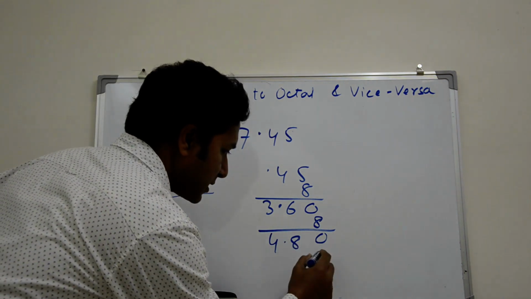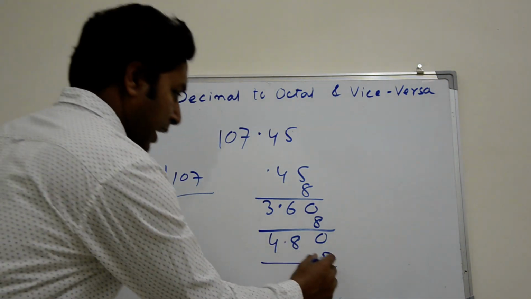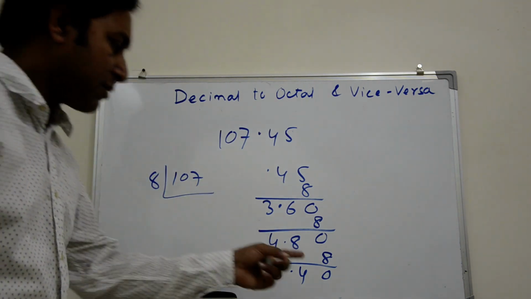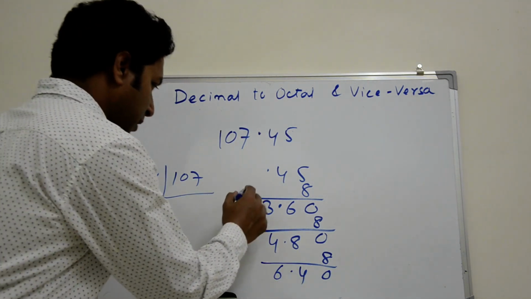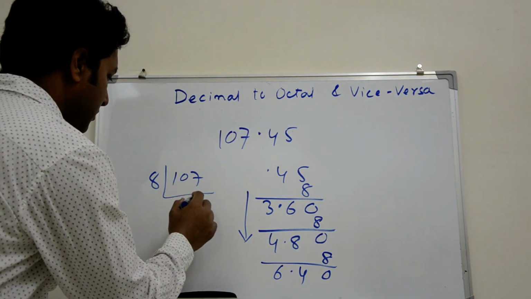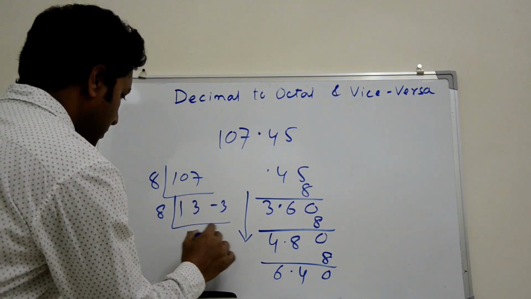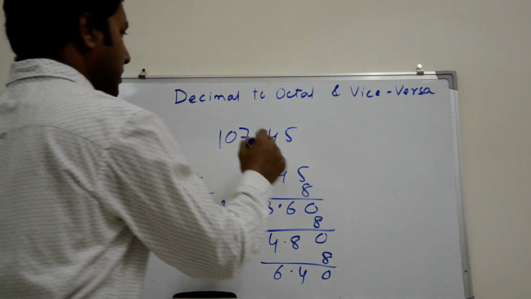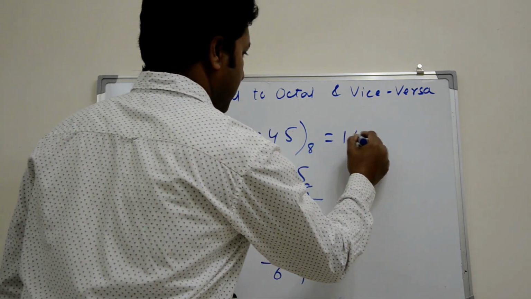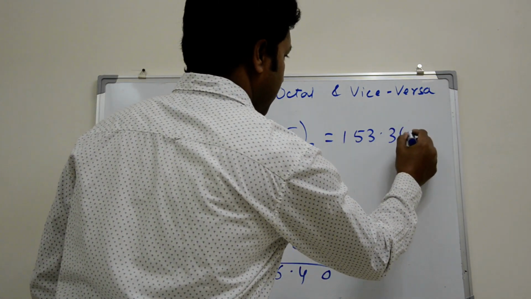Now again, this 0.80 will be multiplied. 8 8s are 64. So this is one of the answers. You can multiply one more, but if you don't want to, no problem. Up to 3 is more than enough. So the answer for this one is 153 point, and this part starts from the top: 3 4 6.